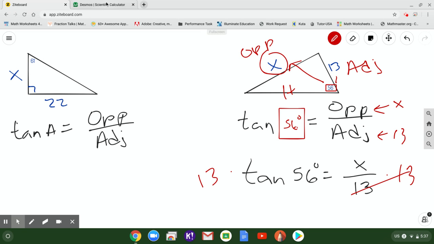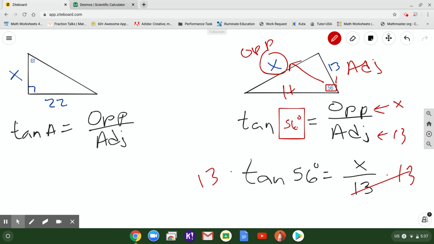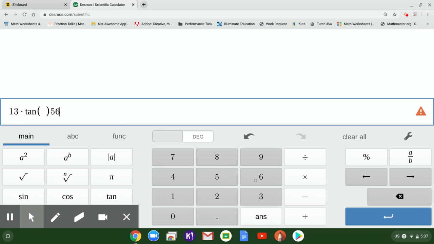So let's do that. 13 times tangent of, what was that again? 56? 56. Whoops, see how that's screwed up? Got to make sure that's in the parentheses. There's your answer, 19.2732. I don't know how many decimal places they want you to do. I'm just going to do 2, 19.27.